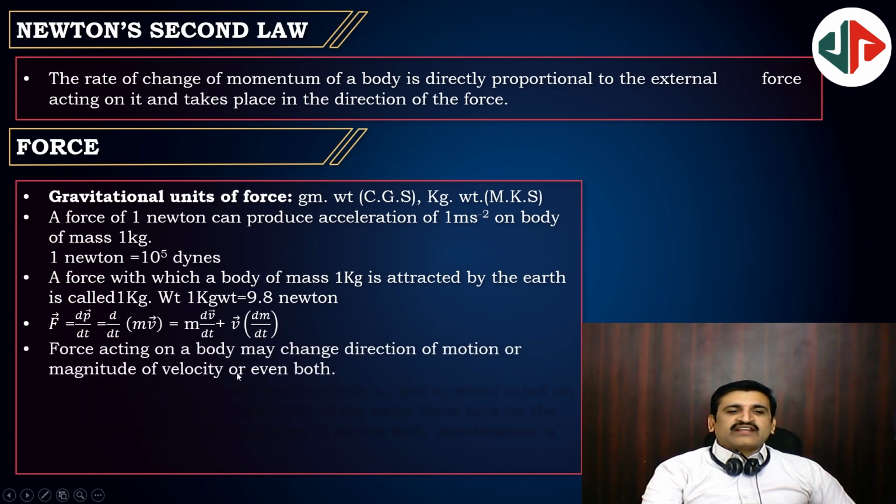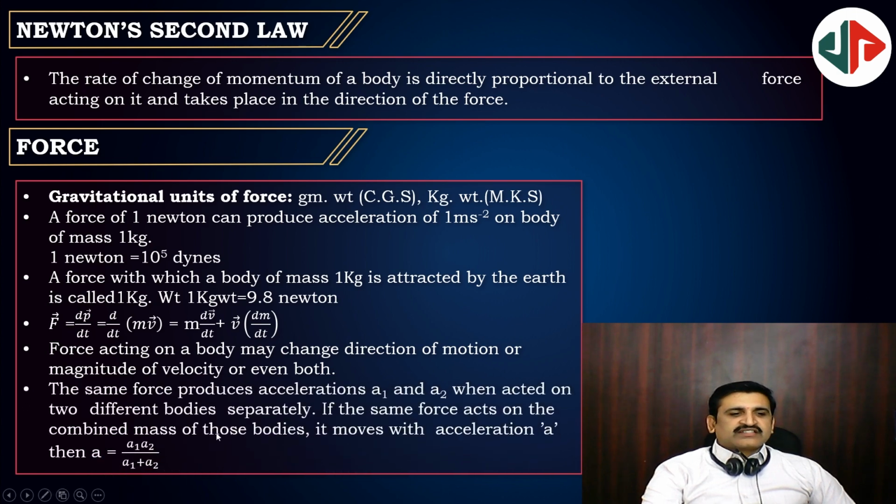And force acting on a body may change direction of motion or magnitude of velocity, or even both. So force may cause any. Next, acceleration is equal to a1 a2 by a1 plus a2 when individually two forces are producing a1 and a2 accelerations, and the combined force will get an acceleration like this.